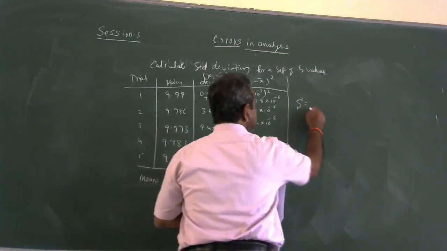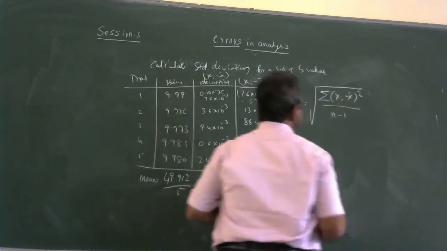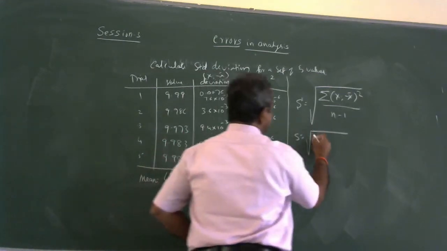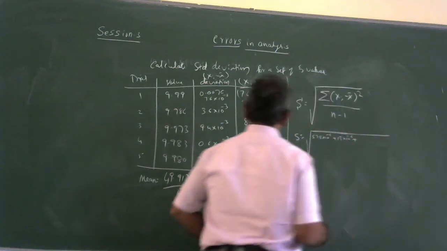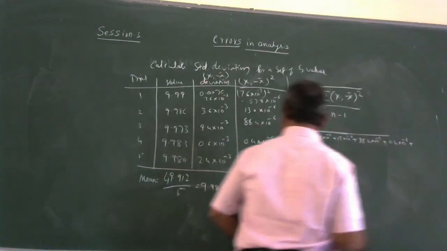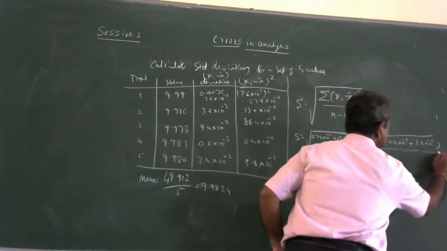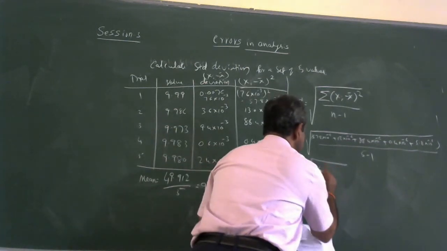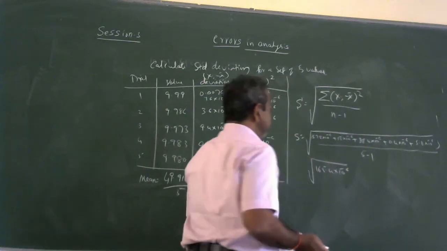Then standard deviation is equal to the square root of sigma (x minus x bar) whole squared, divided by n minus 1. So it is equal to the square root of the sum of 57.8 × 10⁻⁶ plus 13 × 10⁻⁶ plus 88.4 × 10⁻⁶ plus 0.4 × 10⁻⁶ plus 5.8 × 10⁻⁶. I added all the 5 values, and n minus 1 will be 4. Thus it comes around 165.4. You take the common factor 10⁻⁶ outside, then add all these values, it comes to 165.4.